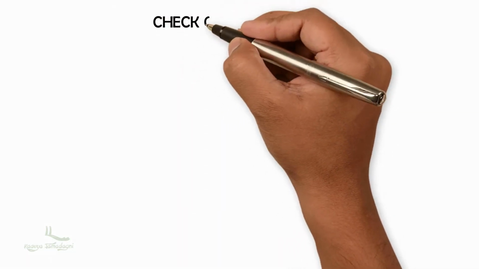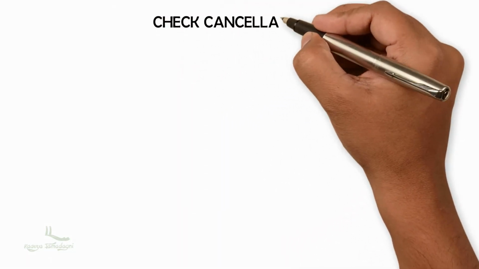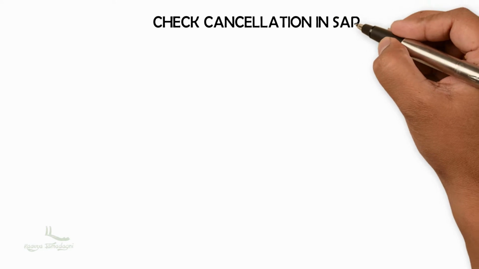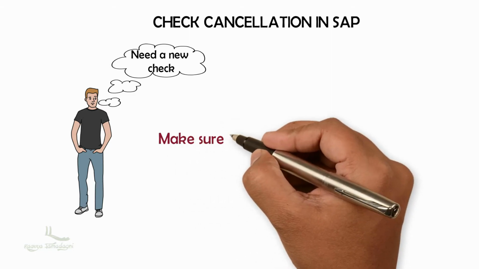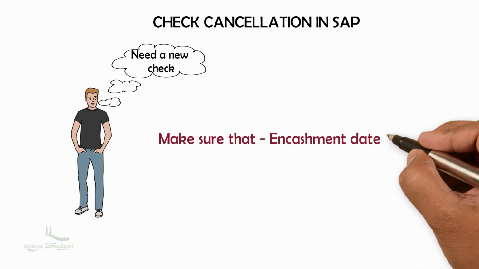Let's consider this scenario. After generating the check to the vendor, let's say the vendor has lost the check and wants to receive a new check from the company. In that case, we need to cancel the issued check in order to generate the new check. And if the check is released in the system, that means if the encashment date is updated in the system, then we have to remove the encashment date before cancelling the check.